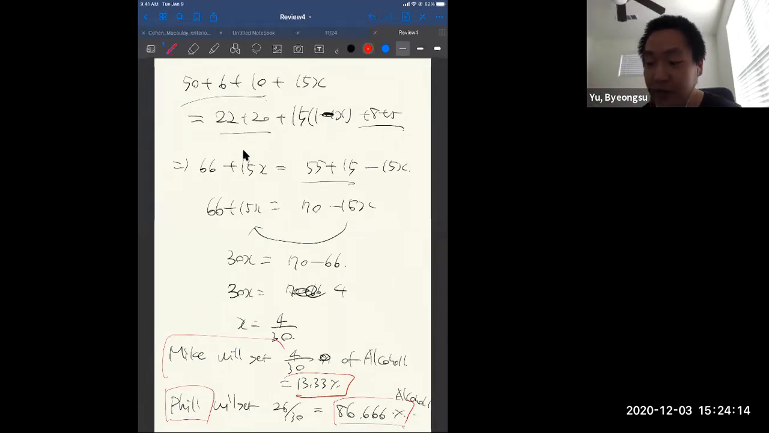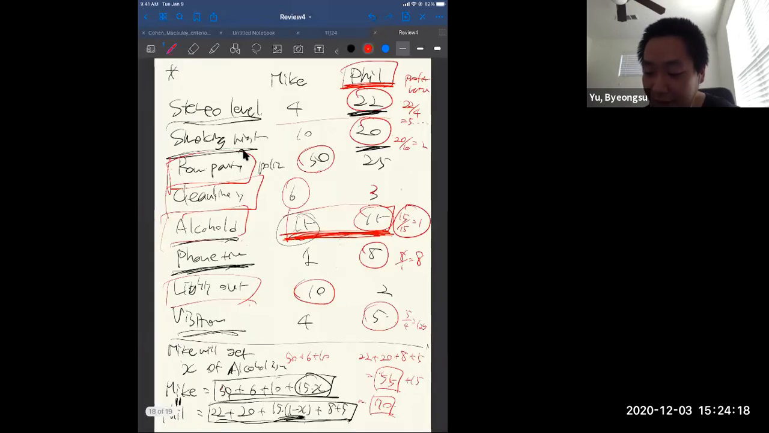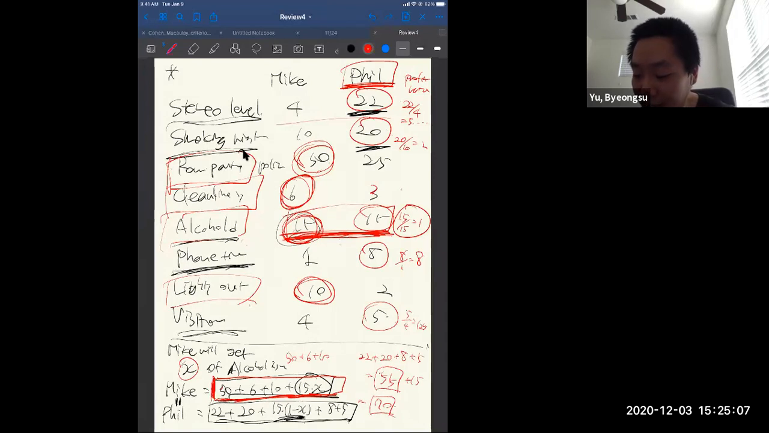Last part equation. So what I did is just find this equation. Our objective is to make Mike and Pierre have the same points so that there is no winner or loser, right? Because we want to have a fair division. And to do this, we need to count the points Mike will get and the points Pierre will get. The points Mike will get are 50 points, 6 points, 10 points, and part of the 15 points. We don't know what part it is yet at first, so I just put x as the part of alcohol that belongs to Mike. So that's the equation for Mike: 50 plus 6 plus 10 plus 15x.